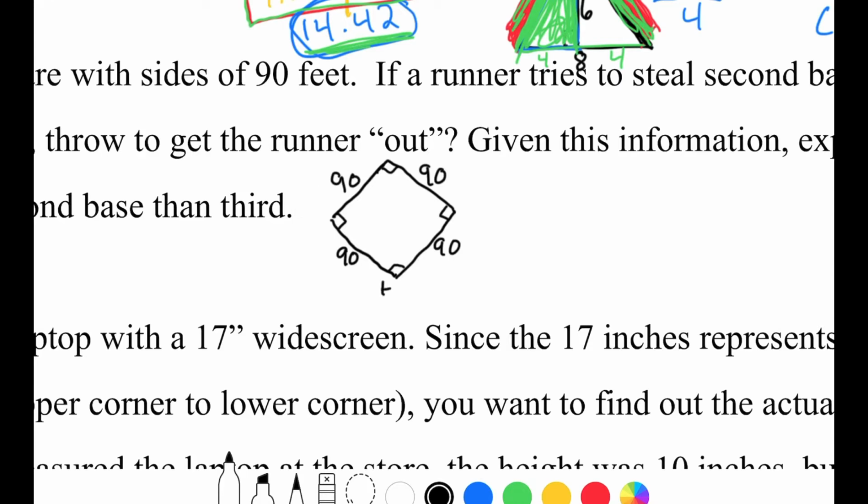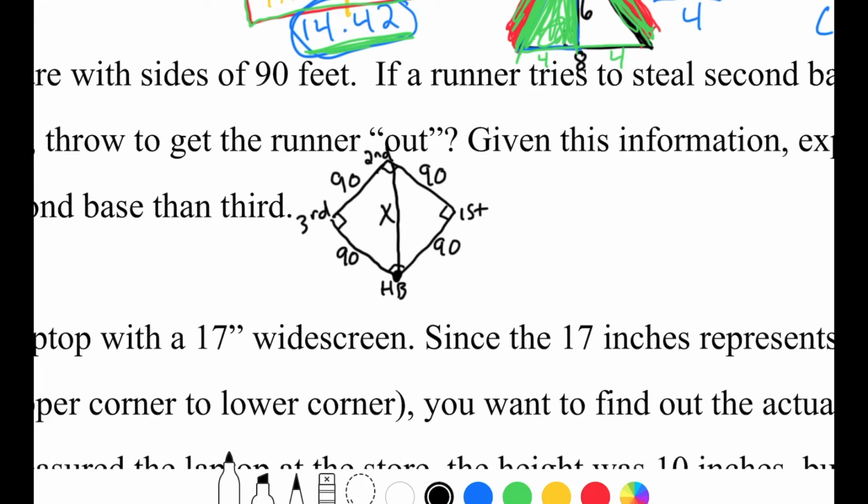So we have home plate, or home base. We have first base, second base, and third base. Then we go into, if a runner tries to steal second base, how far must the catcher at home plate throw to get the runner out? So we're asked from home base or home plate, how far does the ball have to travel to second base?